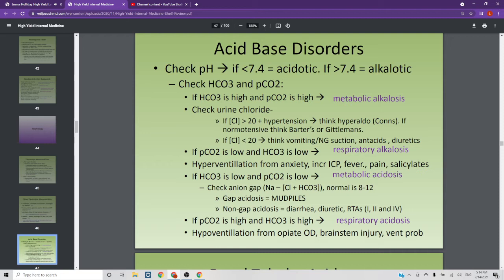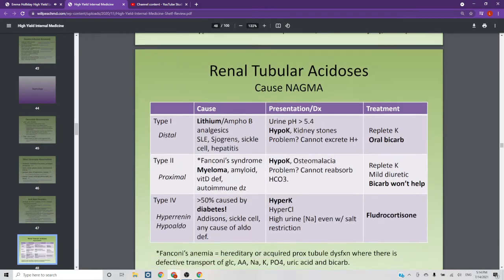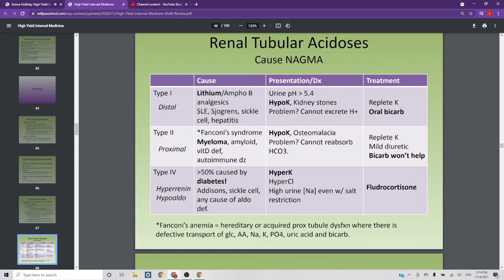So let's talk about these RTAs. They're a cause of non-anion gap metabolic acidosis. So type 1, is it proximal or distal? Distal. And the cause is lithium, the main one that I've seen in clinical vignettes. And at presentation, the things to remember are that the urine is alkalotic and in the blood there's low potassium. So how do we treat type 1 RTA? We'll give them bicarb. Because the problem is with proton excretion, giving oral bicarb will help.